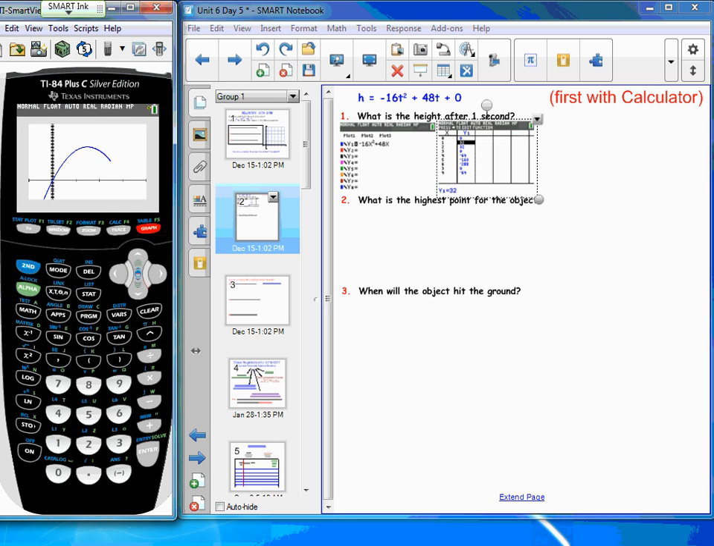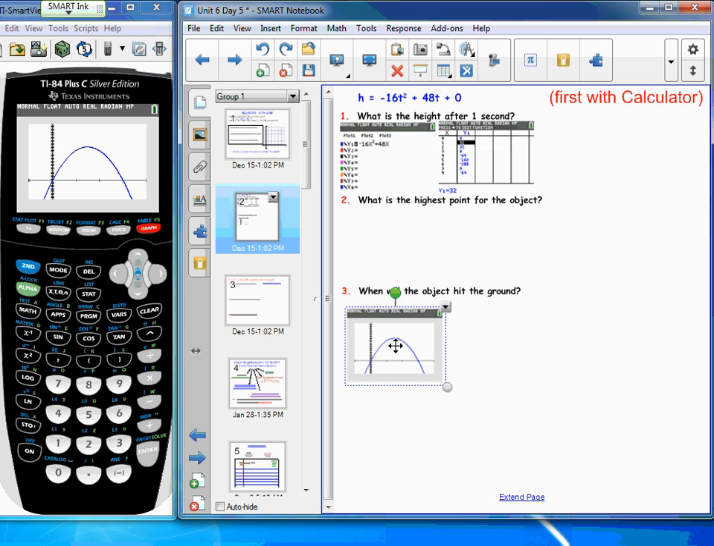And by golly, it appears as though this is a decent window because I can see the behavior of that object. I would expect it to be going up, up, up, up, reaches the maximum height, then coming back down, and then hitting the ground. So it looks to me like that's a fine window. So I'm going to save that.